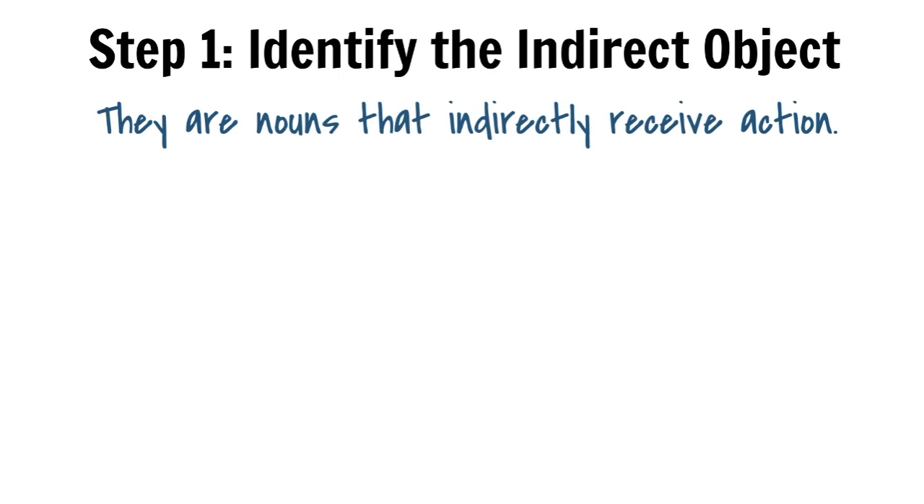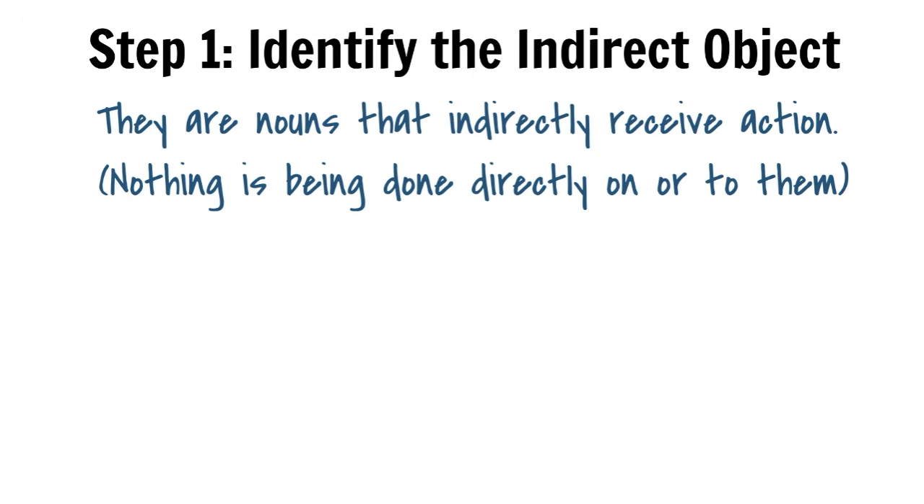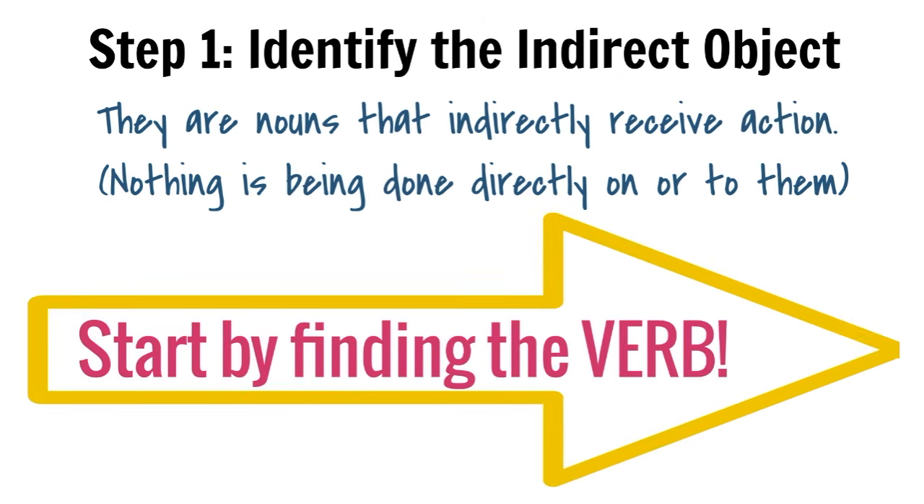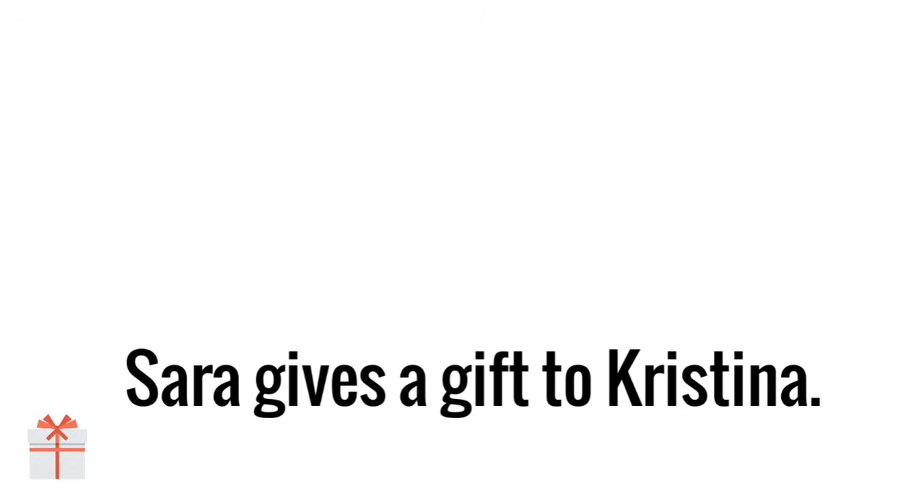Indirect objects are nouns that indirectly receive action. That means nothing is being done directly on or to them. Since they're identified by their relation to action, the easiest way to find them is to start with the verb. Verbs are simple to spot and make everything else easier to identify. Take the sentence, Sarah gives a gift to Christina.